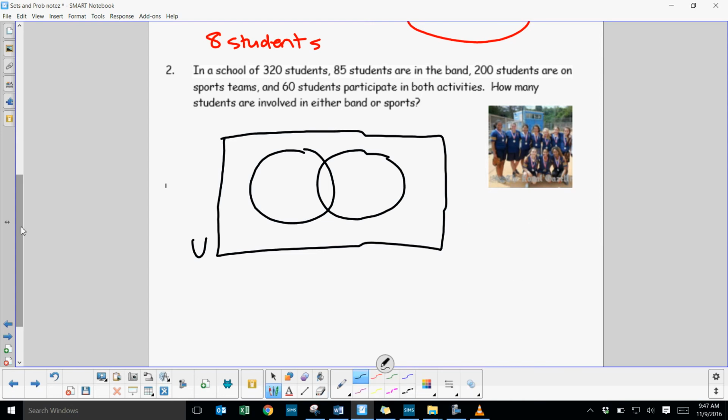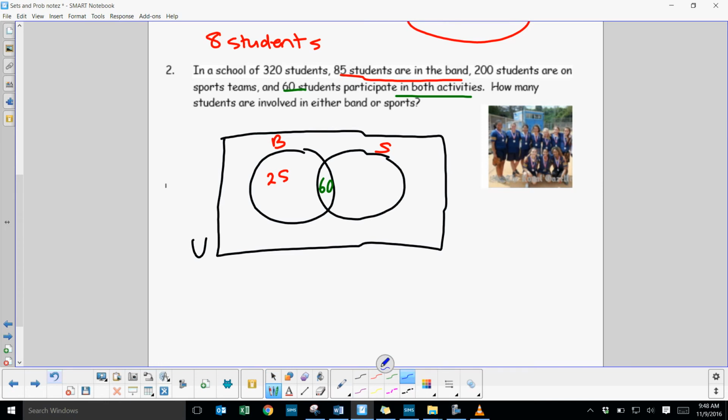So let's start from the inside out. We start with the both. There are 60 that study both. 85 are in the band. They don't say the band only, so we don't put 85 here. Instead, we have to work out 85 minus 60, which gives you 25. And again, I've forgotten to write the band and sports, so don't you forget to do that. Because 25 plus 60 is 85 students in the band.